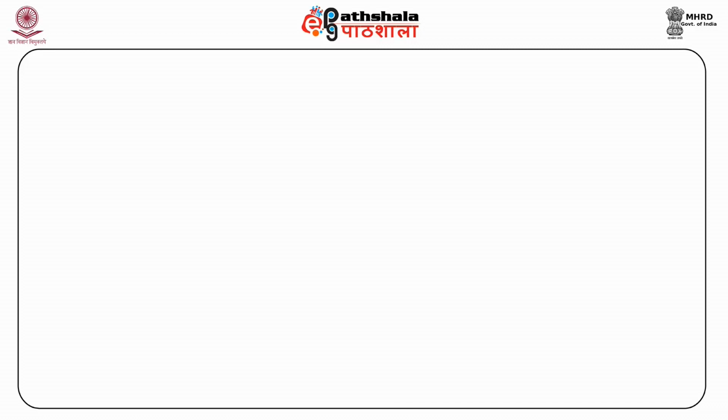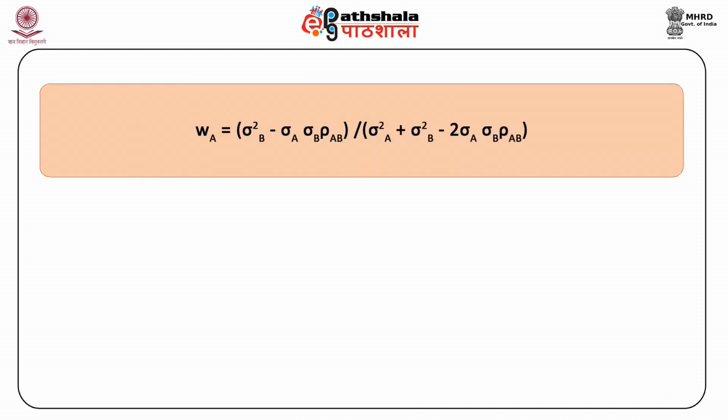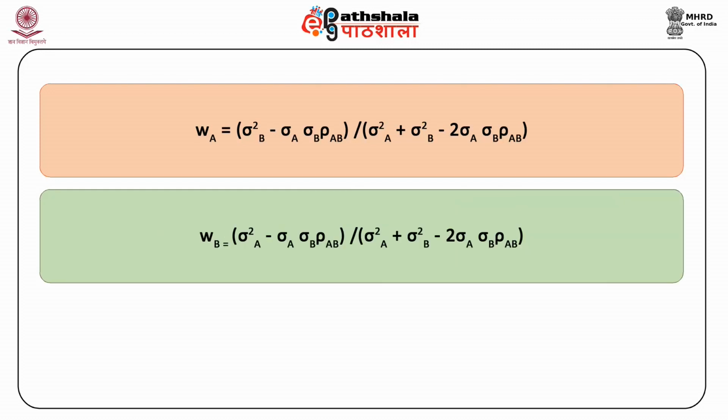This yields the equation WA is equal to (sigma square B minus sigma A sigma B rho AB) divided by (sigma square A plus sigma square B minus 2 into sigma A sigma B rho AB), and WB is equal to (sigma square A minus sigma A sigma B rho AB) divided by (sigma square A plus sigma square B minus 2 into sigma A sigma B rho AB). This is positive by the assumptions made. This portfolio is shown in figure 2.